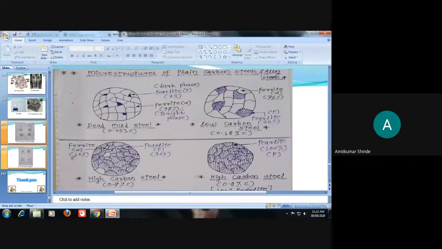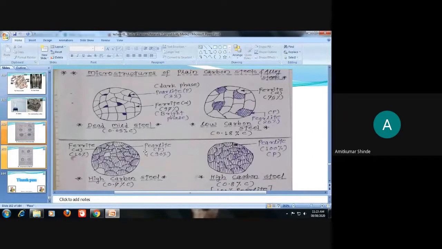For low carbon steel, ferrite will be more, that is, the bright phase will be more. And if the carbon percentage is very near 0.008%, then the ferrite amount is 95 to 100%. In that range you can vary. These are approximate values. In low carbon steel, ferrite will be more and pearlite will be in very small quantity. As the carbon percentage increases, the ferrite quantity goes on decreasing and the pearlite quantity goes on increasing.